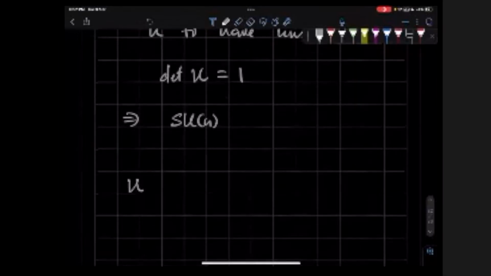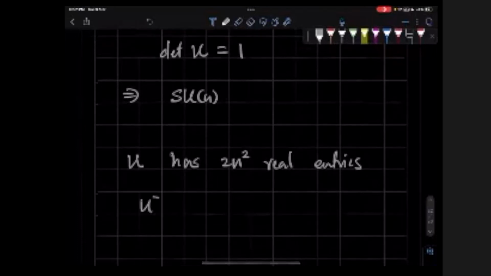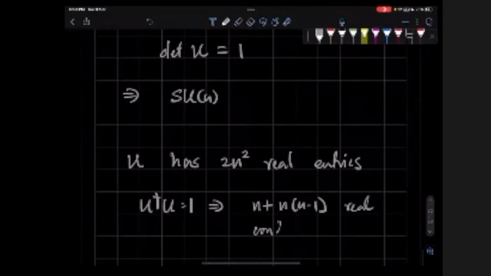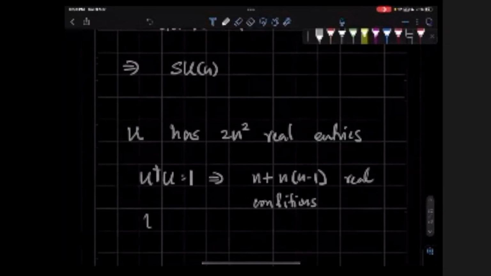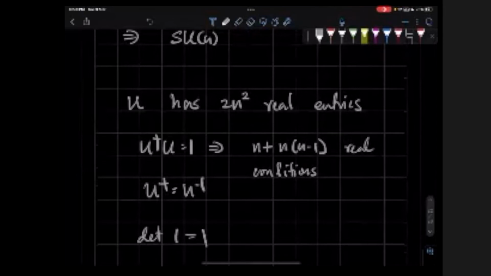So U has 2n squared real entries, or n squared complex entries. And you can show that U dagger U equals 1 gives you n plus n times (n minus 1) real conditions, okay? That's pretty easy to show. You just have to observe that U dagger is U inverse. And the determinant of U being 1 gives you 1 real condition.